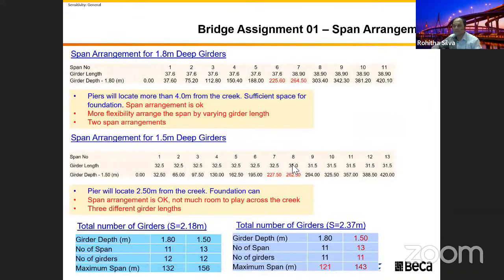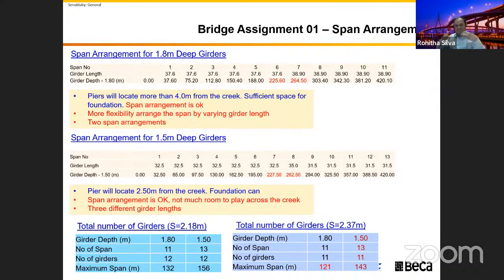35 meter span over the creek, and change the span, creek and the abutment A and the other side. So my span I changed 32.5 before the creek and 35 meter over the creek. That is what I have to do. 31.5 meter other side of the creek.